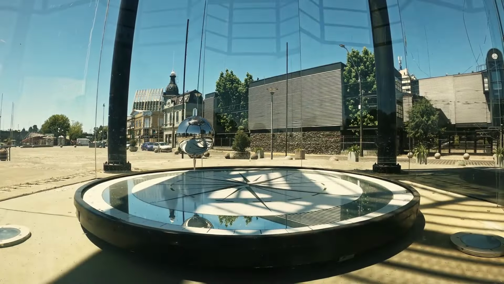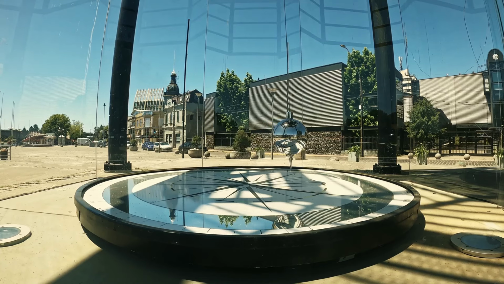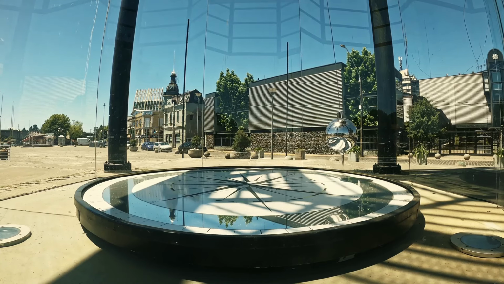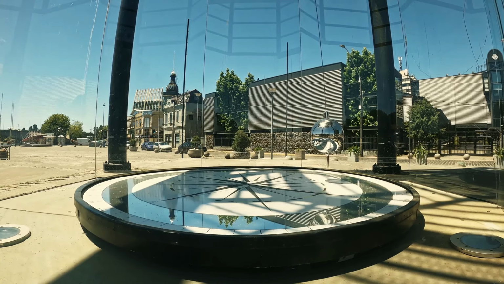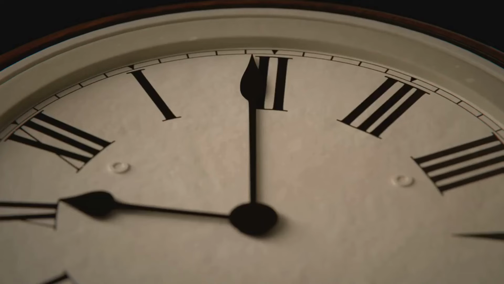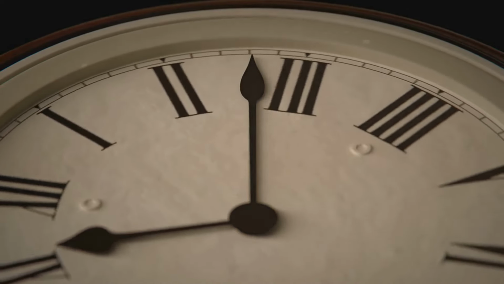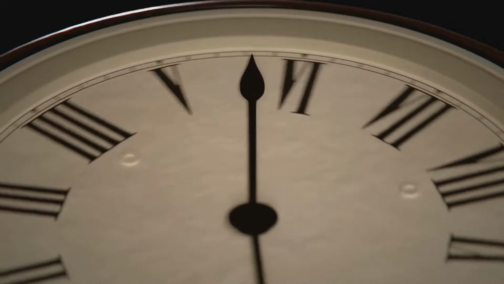In Wheeler's delayed choice experiment, the decision to observe a photon can retroactively determine its past behavior. This mind-bending concept suggests that our present choices can influence the past, challenging our conventional understanding of time and causality.